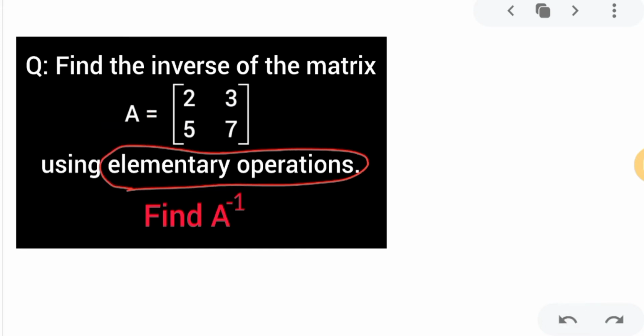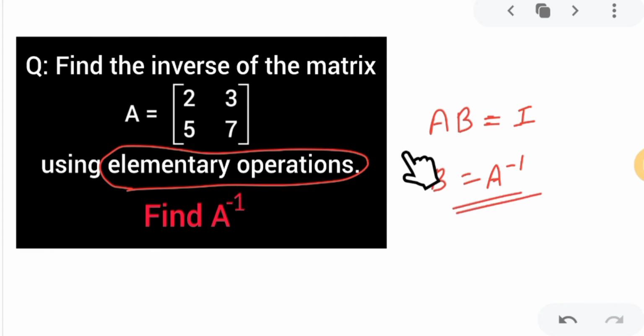In this we will use the concept: if A into B is equal to I, then B is called A inverse. First you need to understand which concept we are going to use, then we'll solve the question. This you studied in the determinant chapter, inverse of the matrix. If A into B is equal to I, then B is called A inverse. So we are going to use this concept.